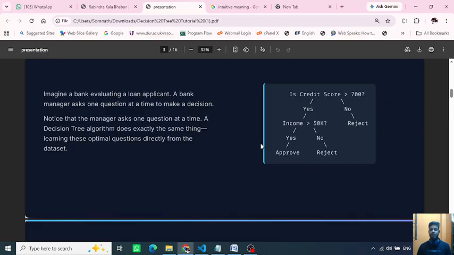the bank manager decides whether he will approve the loan or not. In the same way, our decision tree works to predict the final outcome.